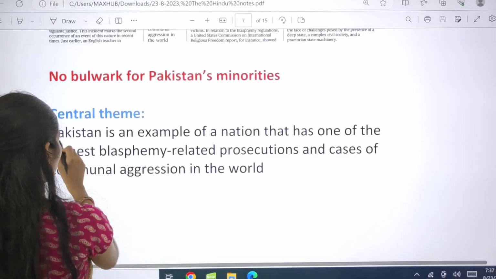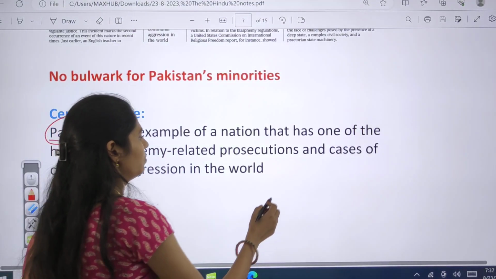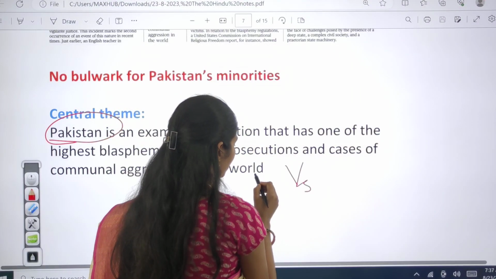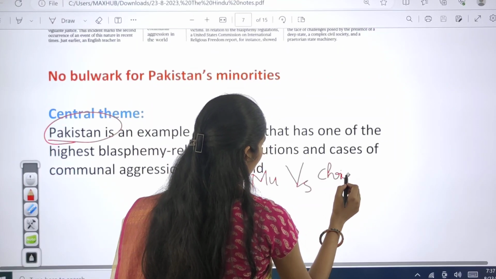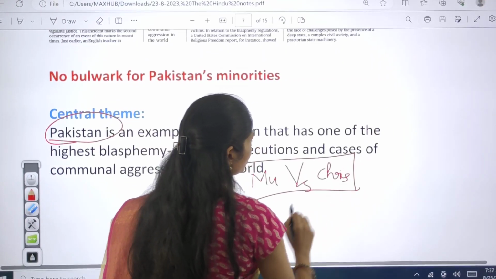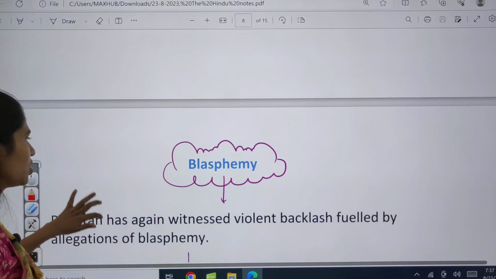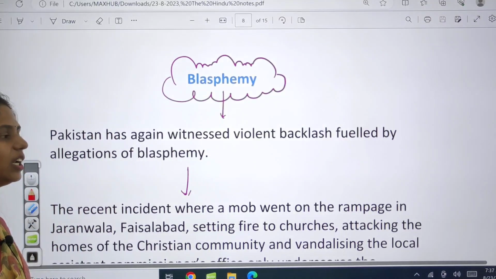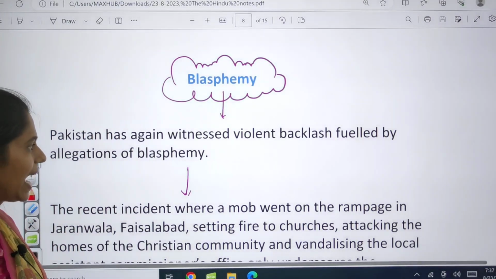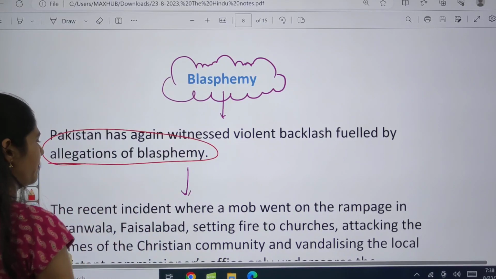So actually, what is the issue in Pakistan? In Pakistan, there is violence going on between Muslims and Christians. Muslims versus Christians is going on in Pakistan. This is the issue of blasphemy. Pakistan has again witnessed a violent backlash regarding allegations of blasphemy.